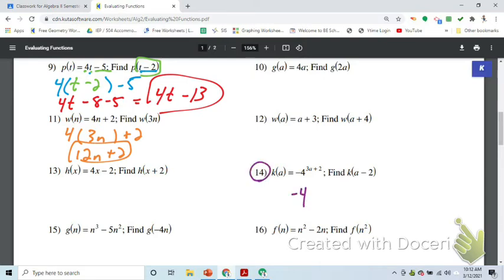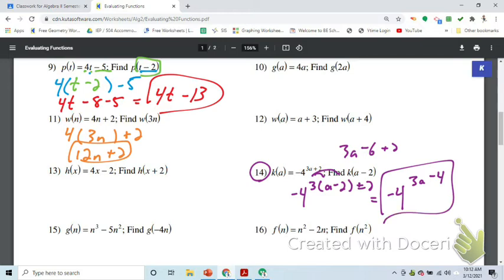This is negative 4 to the 3. Instead of a plus 2, I'm going to put a minus 2 in there. So this is going to look weird, but it's going to be okay. Negative 4. Now this will be 3a minus 6, still with the plus 2 there. So my final answer, as weird as it looks, is negative 4 to the 3a minus 4 power. That's it. Can't simplify it any further than that.